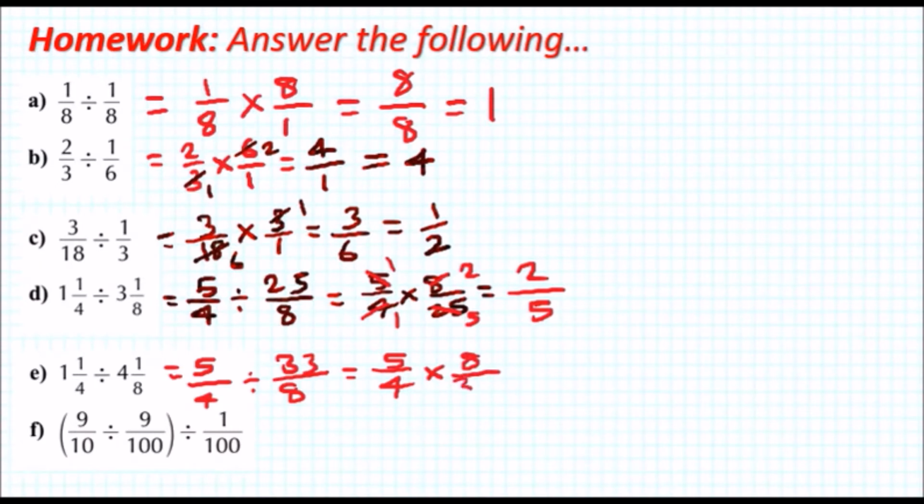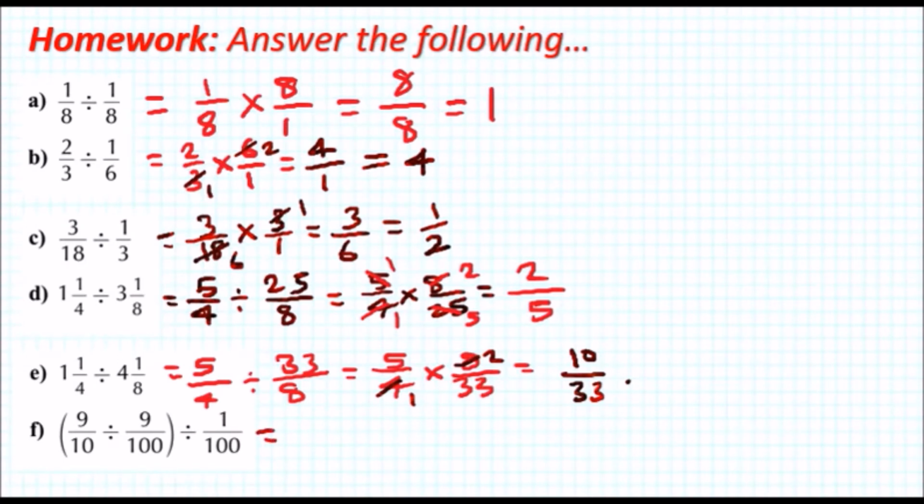Flip the fraction upside down. That's it. Now, cancel down if you can. So 4 and 8 both go in the 4 times table. So divide by 4, you get 1 and 2. 5 and 33, nope, nothing you can do there. So you just hit it head on. So 5 times 2 is 10. 1 times 33 is 33. Cool. All right, the final one.